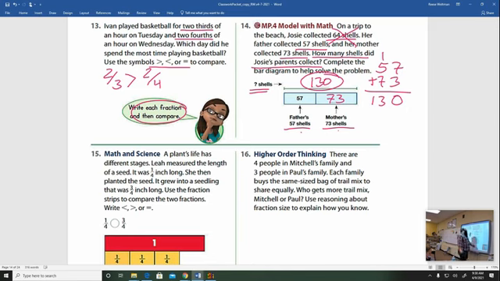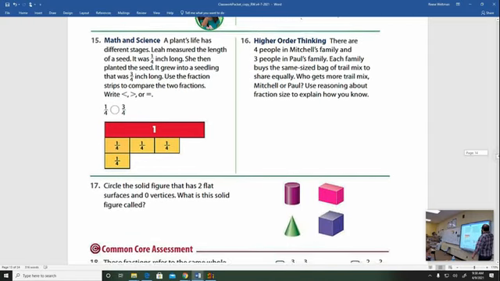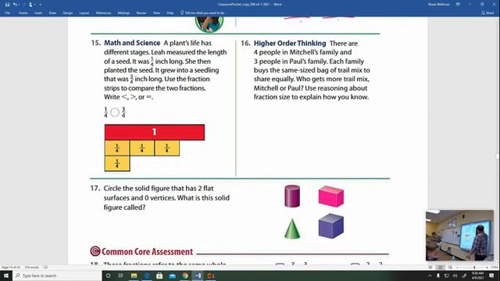Good. So, sometimes they give you information you don't need. That's why you have to read very carefully. Look at this math and science one. A plant's life has different stages. Leah measured the length of a seed. It was 1/4 inch long. She then planted the seed. It grew into a seedling that was 3/4 inches long. Use the fraction strips to compare the two fractions.